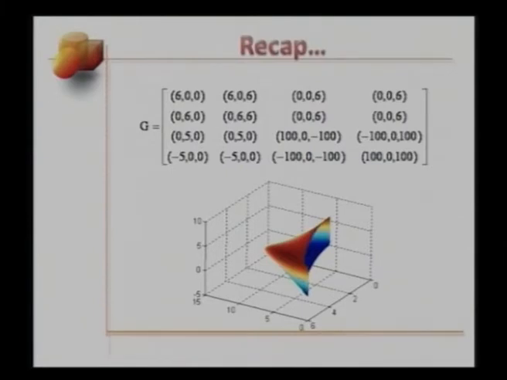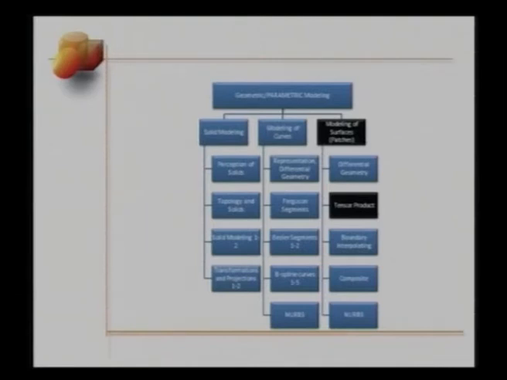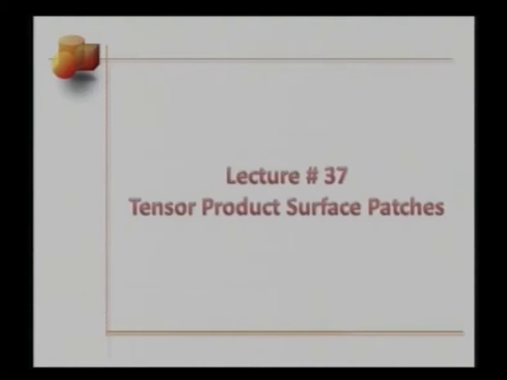Today, we are going to be looking at tensor product surfaces that use data point specification. This is lecture number 37 on tensor product surface patches. The first model is the 16-point form surface patch. Mathematically, the model is expressed as R as a function of parameters u and v equals summation index j going from 0 to 3, summation index i going from 0 to 3, d sub ij times u raised to i times v raised to j.